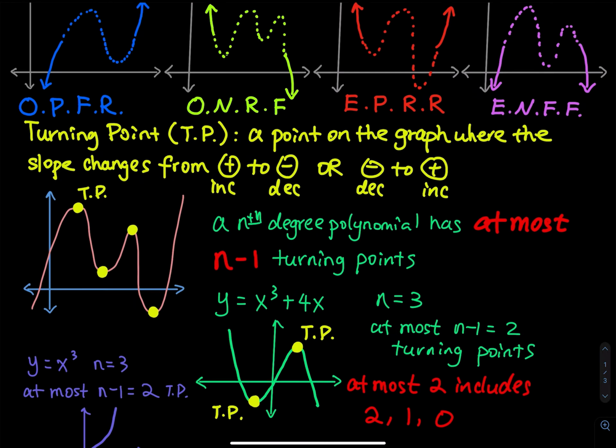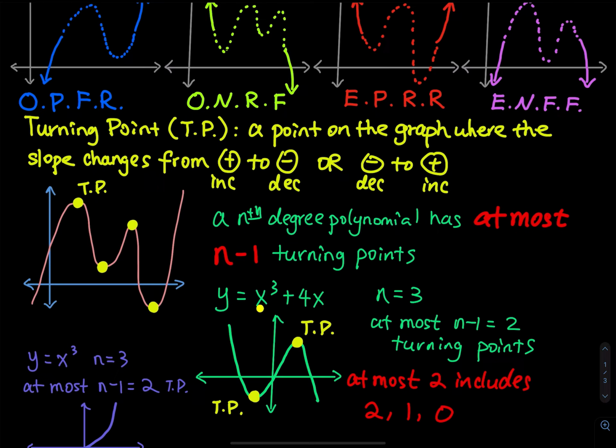So let's say you have a third degree, y equals x to the third plus 4x. Do we care about the first degree? Do we care about the second degree? Because the second degree is missing. I have third degree, first degree. There is no second degree. There is no constant. Do we care about those terms? The answer is no, we do not care about those terms.